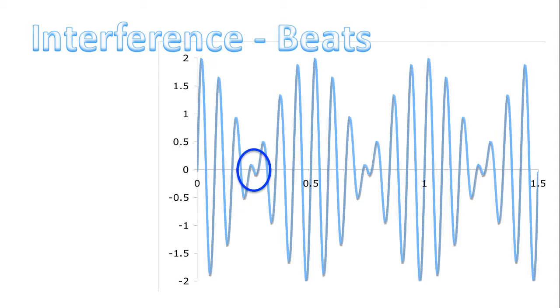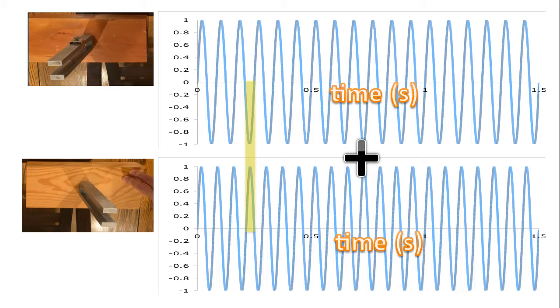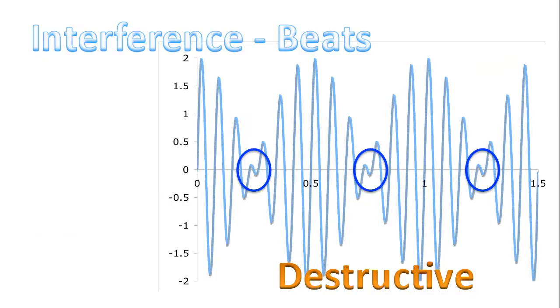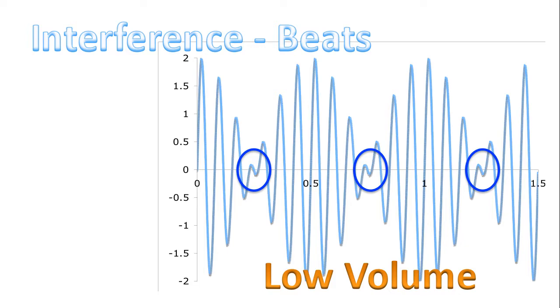I want you to focus on that area there, which is at around 0.25 seconds. Notice it seems to be a low point on the graph. It seems to be destructive interference. If we go back to the previous diagram, notice at 0.25 seconds, I've highlighted that, we are adding a trough and a crest. And we know that when we add a trough and a crest, the result is zero. There are two other points of destructive interference, at 0.75 seconds and 1.25 seconds. Going back to these graphs, again, notice at 0.75 seconds and at 1.25 seconds, I've highlighted what we're adding. We're adding a trough and a crest, and that's why it's destructive interference. Those three areas in this graph represent low volume.